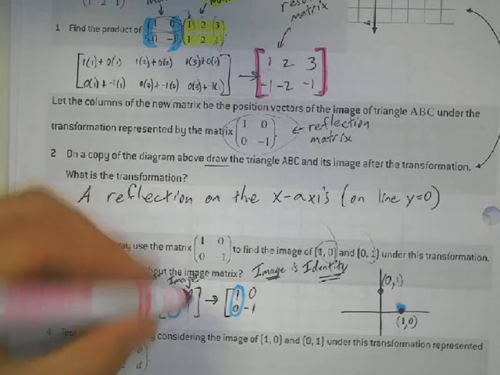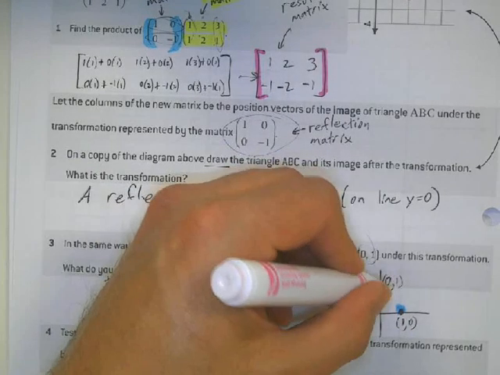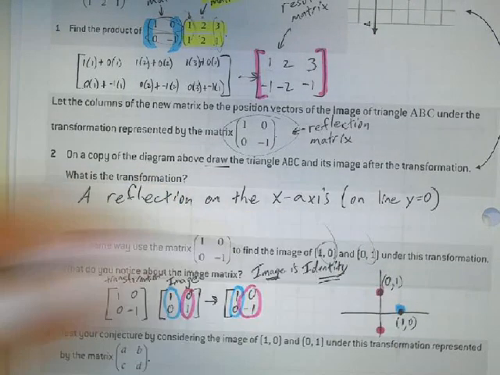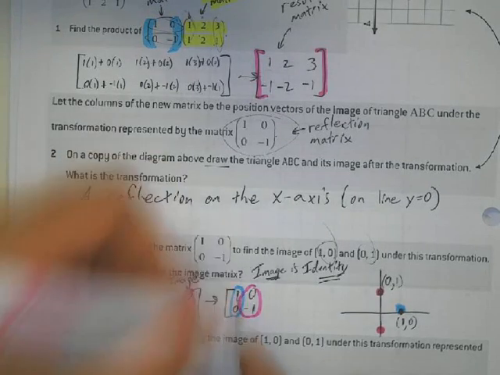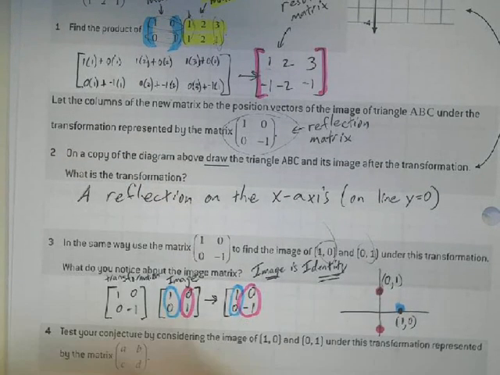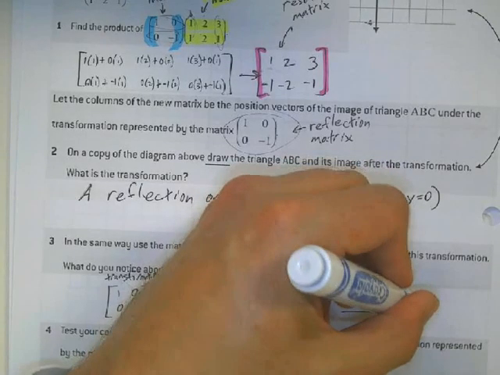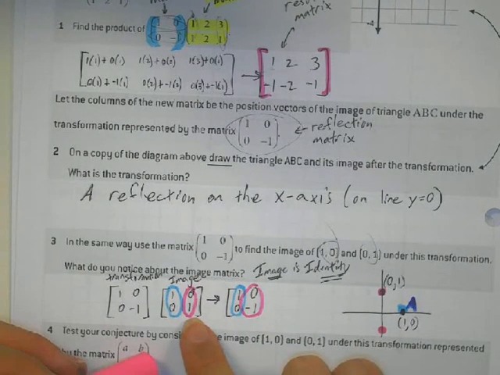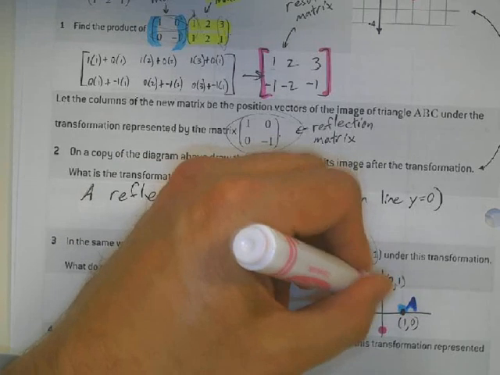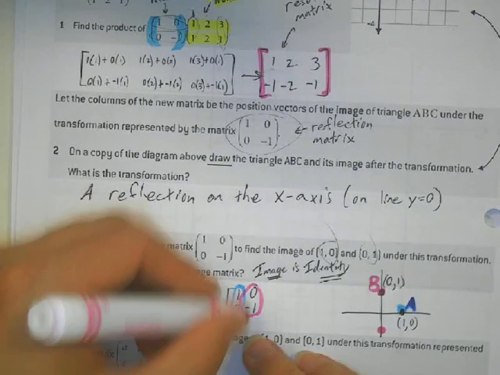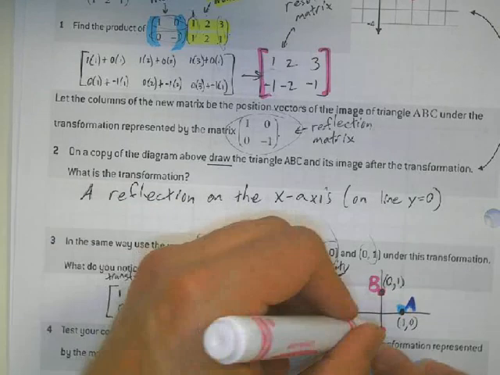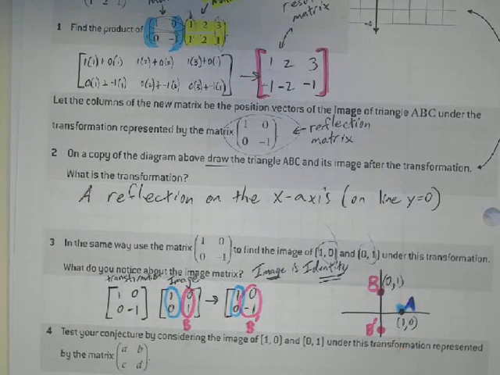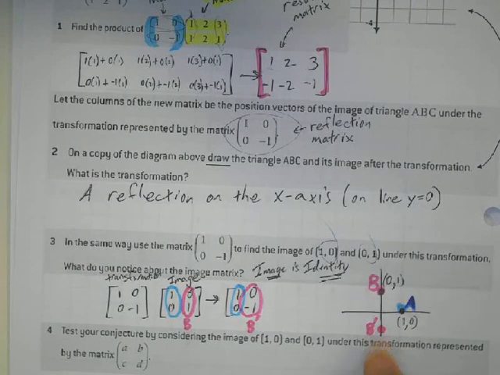And this 0, 1 is now going to become 0, negative 1. So I'm going to call this blue thing A, and I'm going to call this original dot B. This is point B. And this later here is going to be B prime. And so this transformed to B prime.